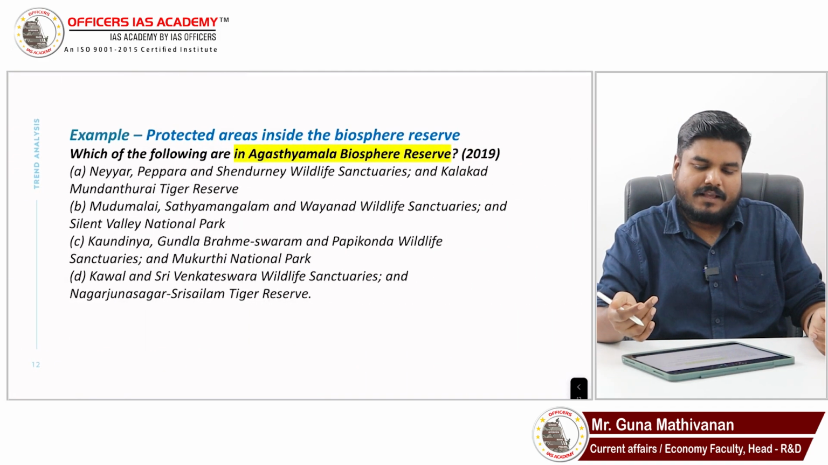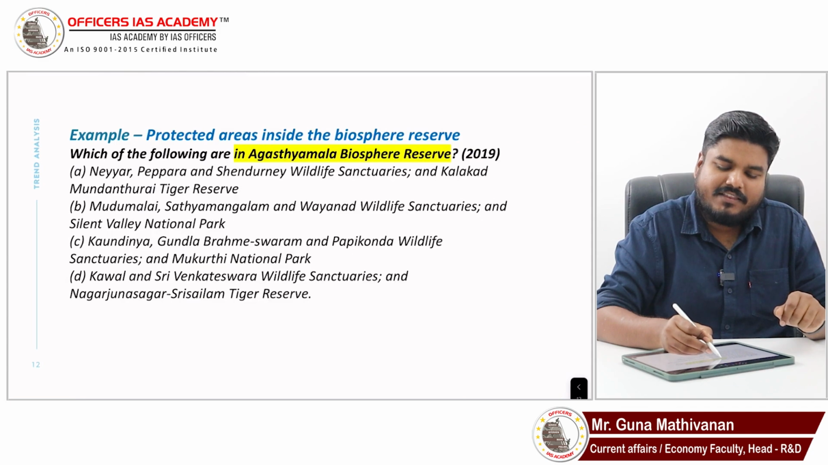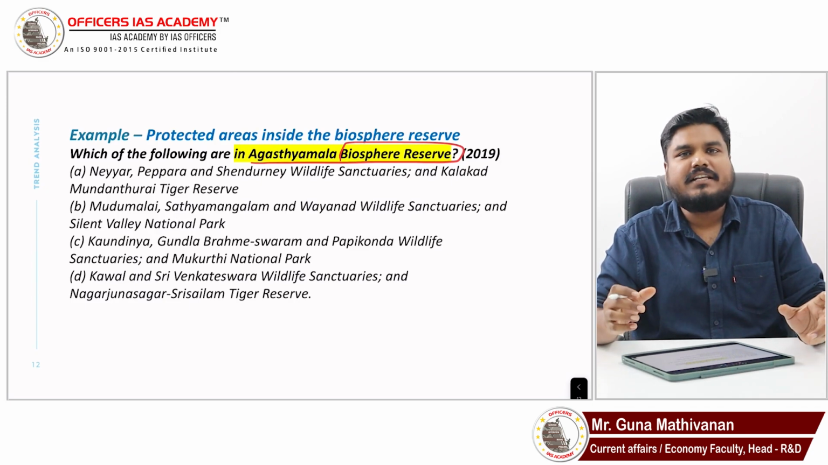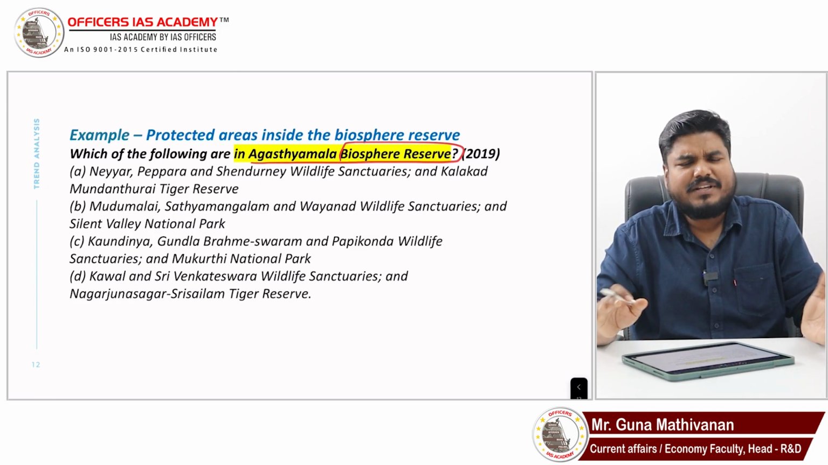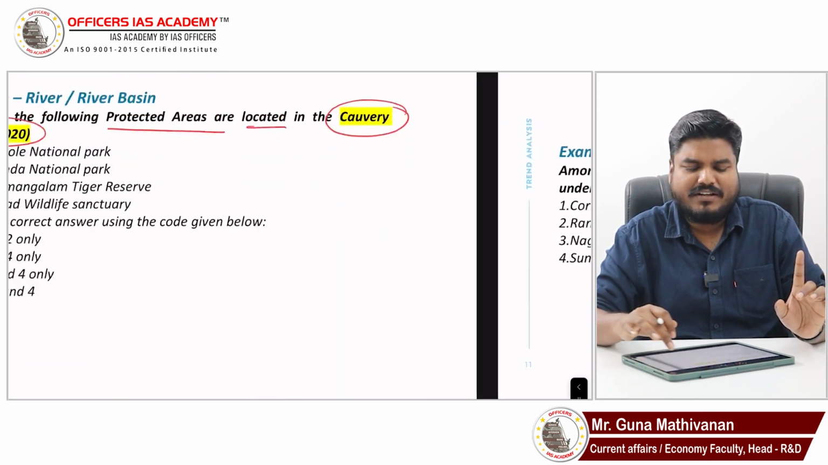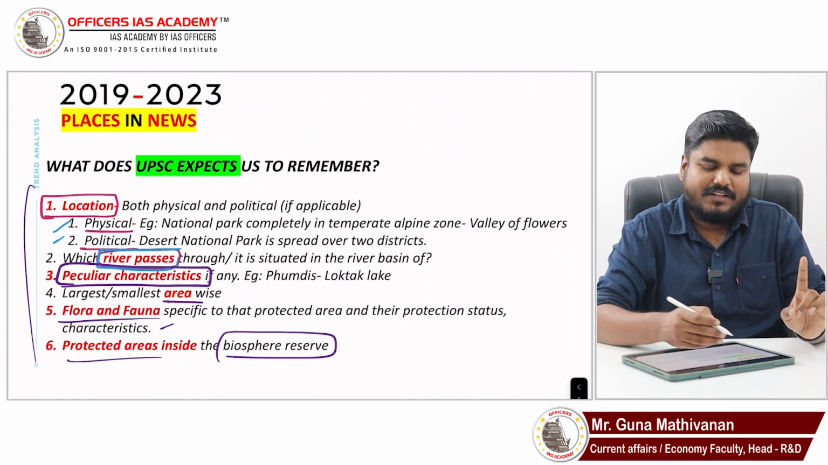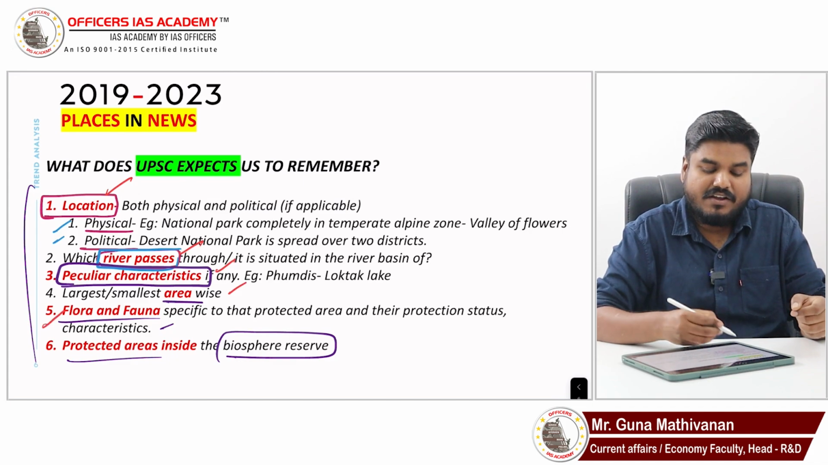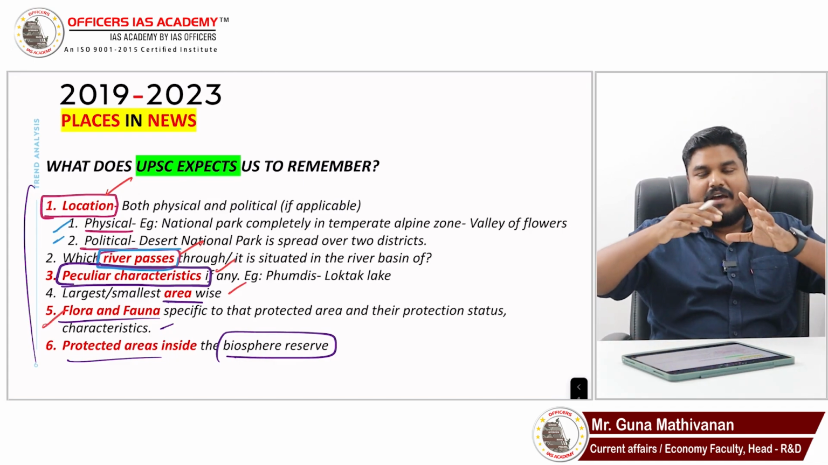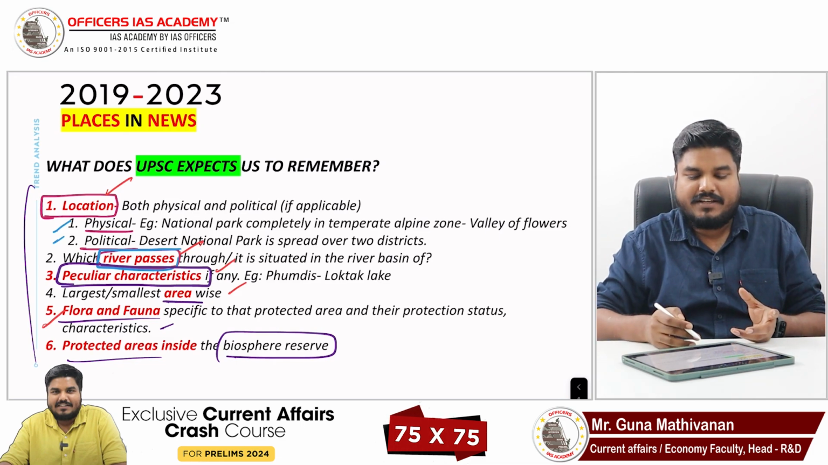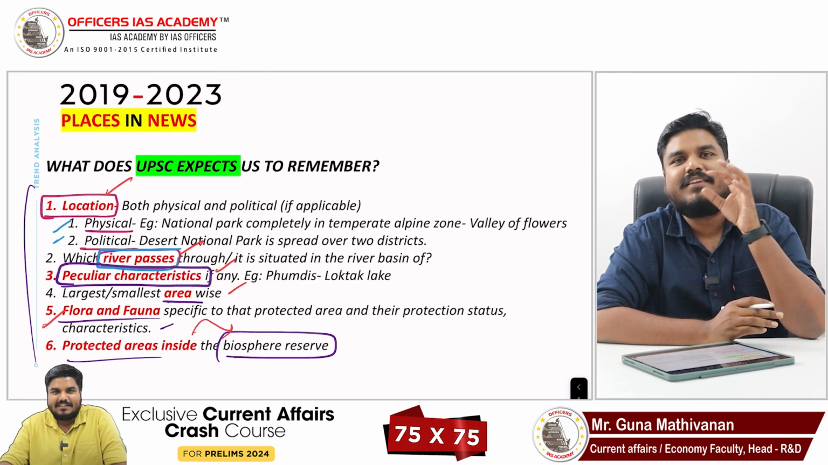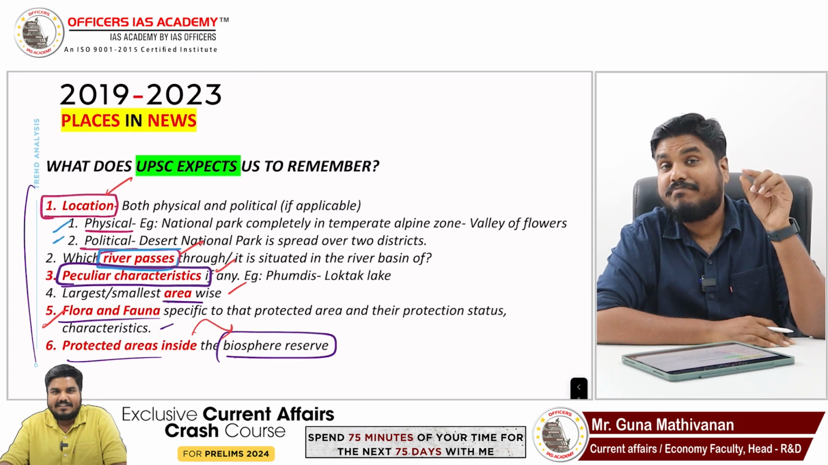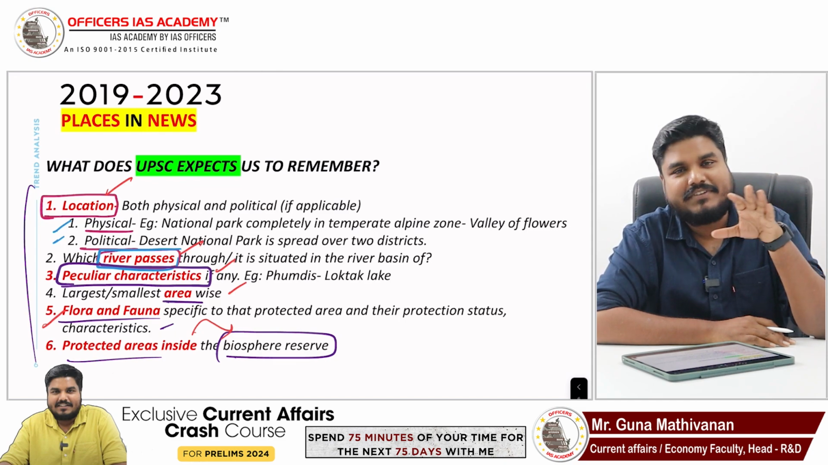Right. Then see which of the following are in the Agasthyamala Biosphere Reserve. So as a part of this biosphere reserve, what are the protected areas present? Alright. So simple. 6 areas. Focus on 6 areas. I repeat, location, the river, peculiar characteristics, area wise you should have understanding, flora, fauna, and you have to see whether that protected area is inside any biosphere or not. If you focus on these 6 areas, then managing places in news questions based on protected areas will be easy.